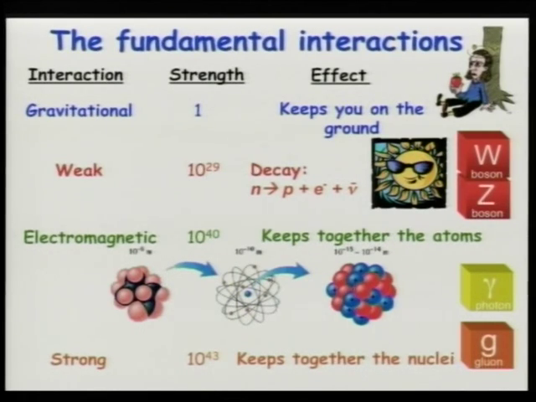Then there is the electromagnetic force, that is one of the best known forces, keeps together the atoms, is responsible for the light, for our cell phone, and so on. So 10 to the 40. The mediator is the photon, and then the strong force. The strong force keeps together the nuclei. It is the strongest, and the strength is 10 to the 43 compared to the gravitational, and the mediator is the gluon. So we have already a lot of pieces here.